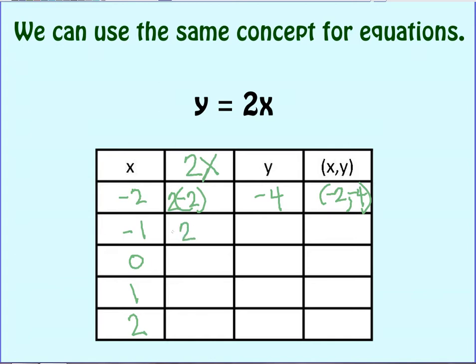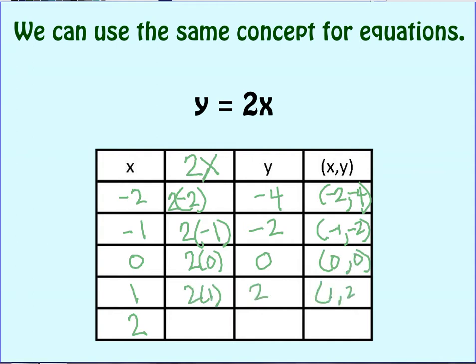Next, I chose -1, so I'm going to do 2 times -1 gives me -2. So I now have the point -1, -2. If x is 0, I'm going to do 2 times 0, which is 0. That's going to give me the point 0, 0. 2 times 1 is 2 for the point 1, 2. And finally, 2 times 2 is 4, gives me the point 2, 4.